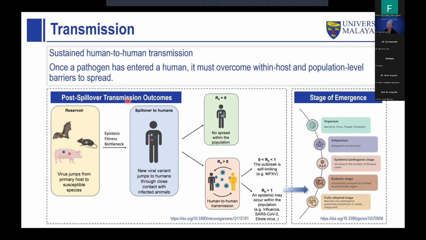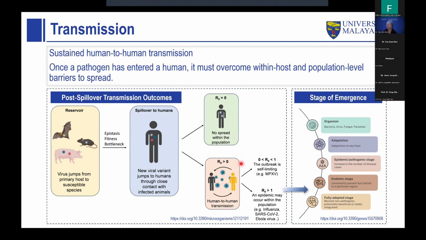So post the spillover transmission, when the virus goes into the human population, it can have several outcomes. The virus goes into the human population and then it goes nowhere. There's no spread. This is because maybe the virus cannot replicate efficiently in humans, or our immune system is actually killing the virus. So it cannot have any sustainable infection after this. It just ends like this.